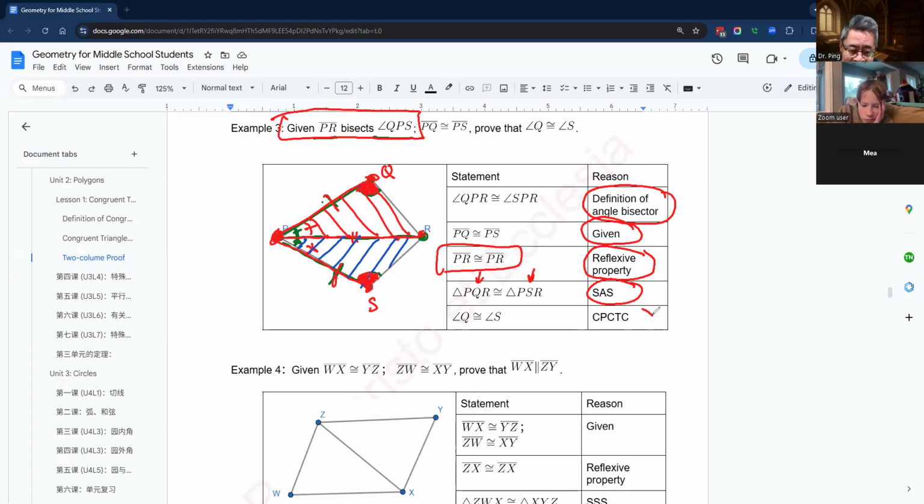The reason for that is CPCTC, because we know those two triangles are congruent, and angle Q and angle S are the corresponding parts. So corresponding parts of congruent triangles are congruent. So therefore, we proved that.